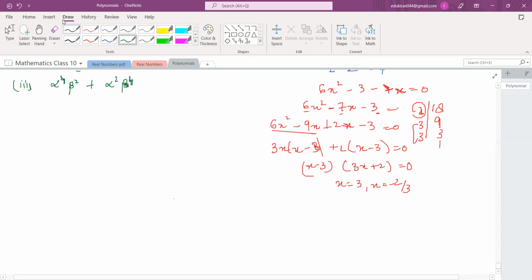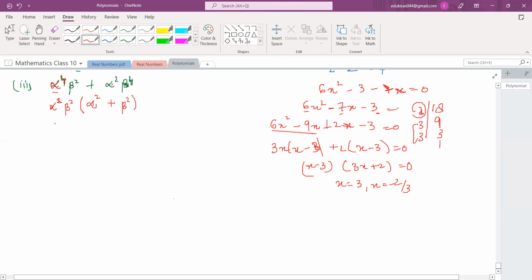And that is x to the power 4. Actually, this is alpha to the power 4 beta square plus alpha square beta to the power 4. So alpha square and beta square are common. There is an alpha square in both the terms, and a beta square also. In the first term, I will be left with alpha square only, because two powers I have taken outside. So two powers will remain. In the second term, alpha square is gone and two powers of beta are gone, so beta square remains. Clear?